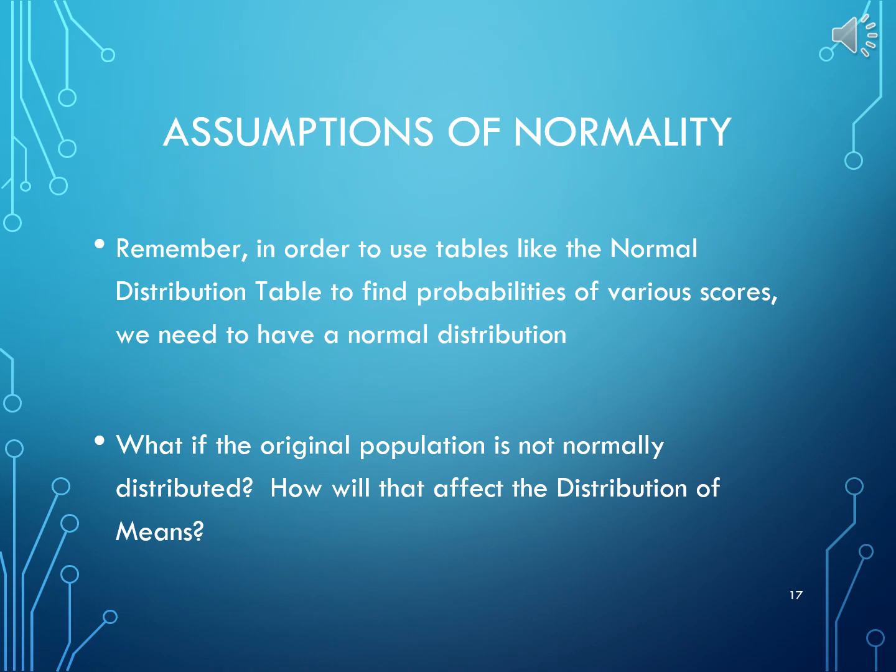And so this becomes a little bit of an issue because it's like, well, what if the original population isn't normally distributed? What if I'm sampling from a population that is not normally distributed for whatever variable I'm interested in? How is that going to affect the distribution of means? And then does that mean we are unable to use those tables that we've been using so far?